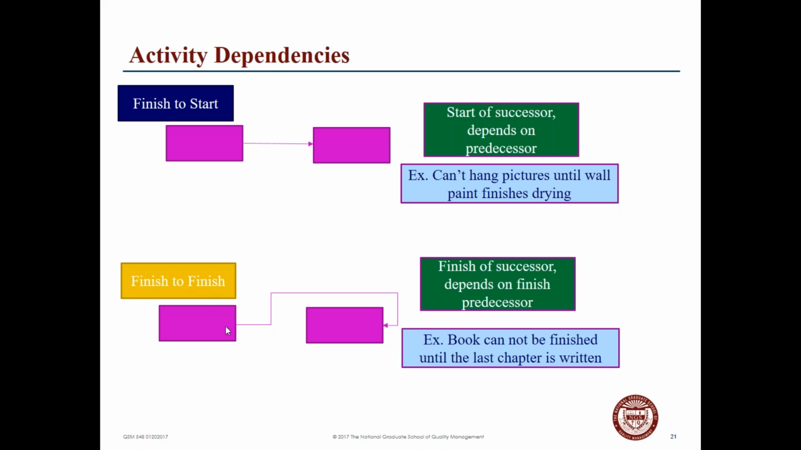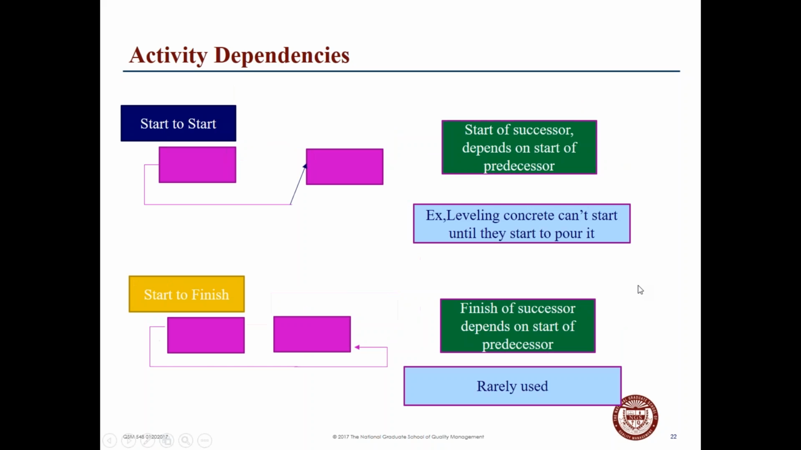So a finish to finish example could be, a book cannot be finished until the last chapter is written. Okay? A start-to-start dependency would be, in this example, you can't begin to level concrete until they start pouring it in. And a start-to-finish is very rarely used. Normally it's for the other three dependencies.